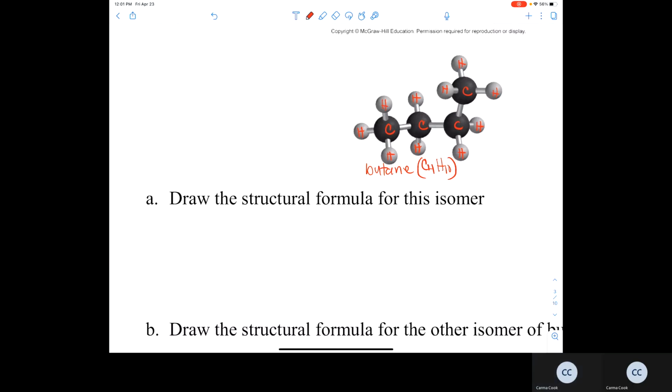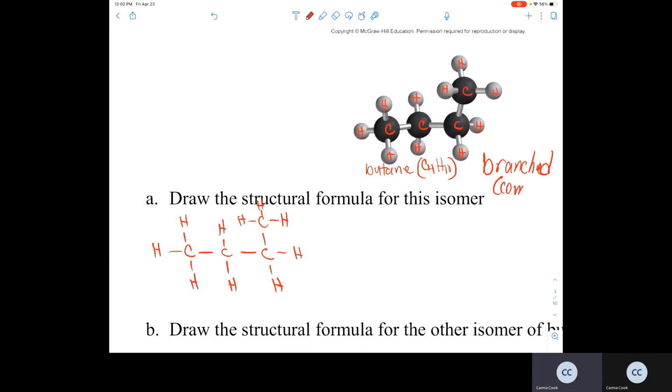And so in drawing the structural formula with our CH3, CH2, then we've got another CH2 on the end, and then connected to that carbon is another carbon, which is a CH3 carbon. So there's the structural formula for this isomer. And notice that it is branched. And so it's compact.